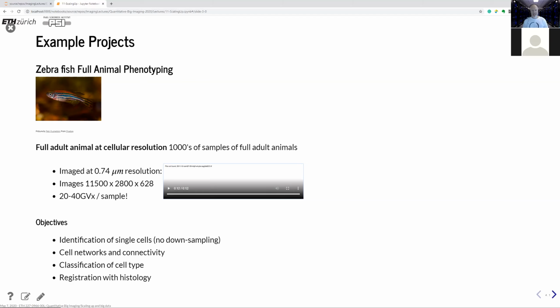Then the objectives of this experiment were to identify single cells without any downsampling, so really working on the full data set you have. Then look at different cell networks and their connectivity, classification of different cell types, and registration of histology in the data. There are a couple of questions that need to be handled within this data set. Sometimes we need to go to a very detailed level, but even then we can focus on smaller regions. That's always important to think about.